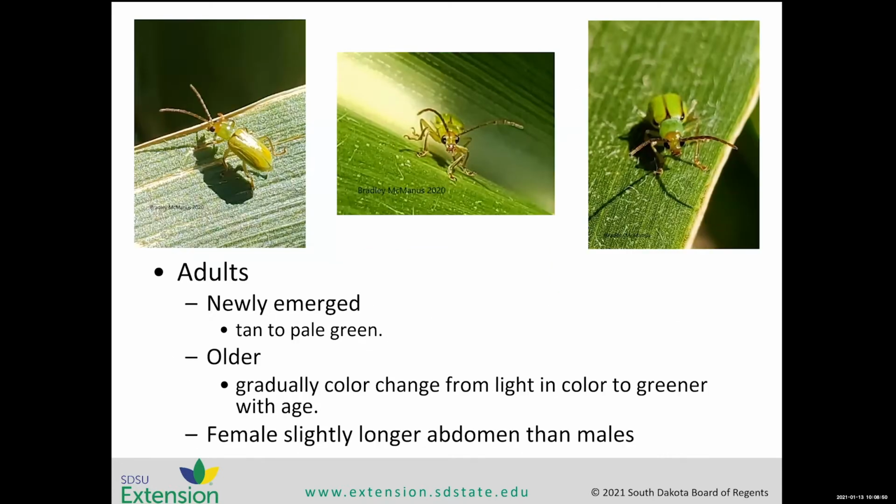The difference is the adults, when they're newly emerged, are usually tan to pale green, but as they get older and eat corn, they gradually change color from light to greener with age. So basically you are what you eat at that point. Green corn plant, green insect. And then the female, again, has slightly longer abdomen than the males.